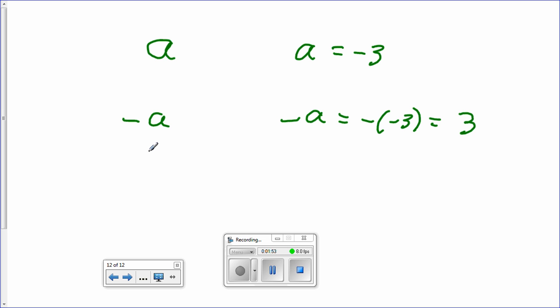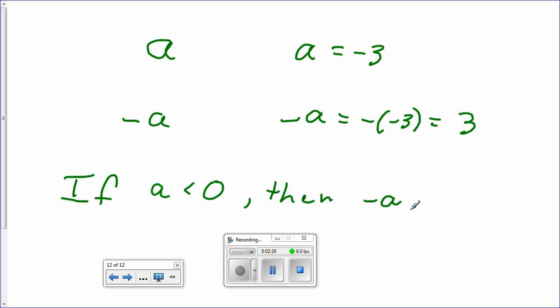Okay, so the lesson here is you're better off not reading this expression as negative a. You're better off reading it as the opposite of a, because that will prevent you from assuming that the expression has a negative value. In fact, we could say if a itself is a negative number, less than 0, then the opposite of a is greater than 0.